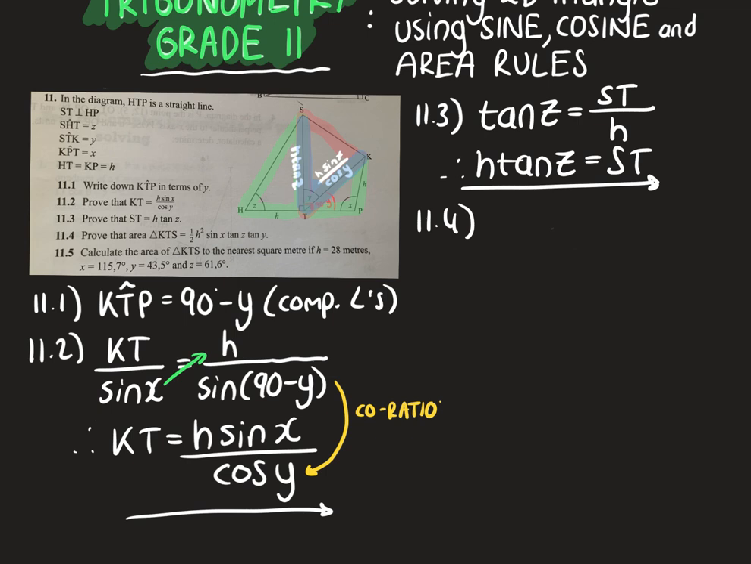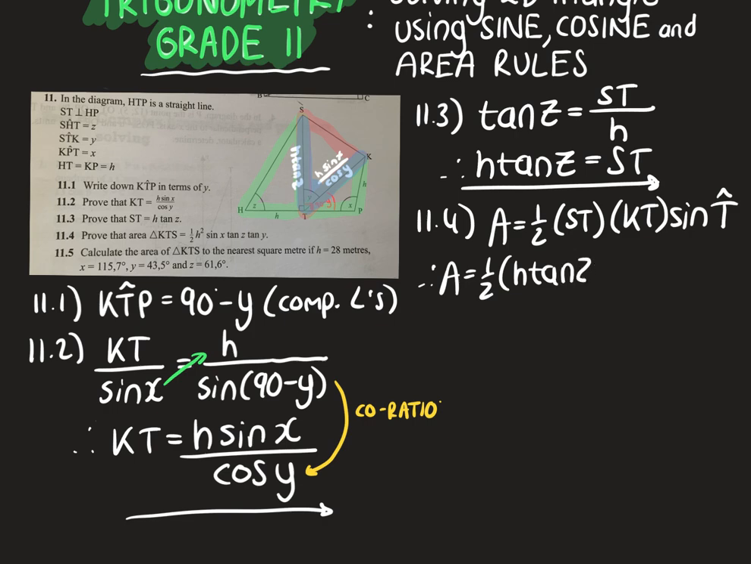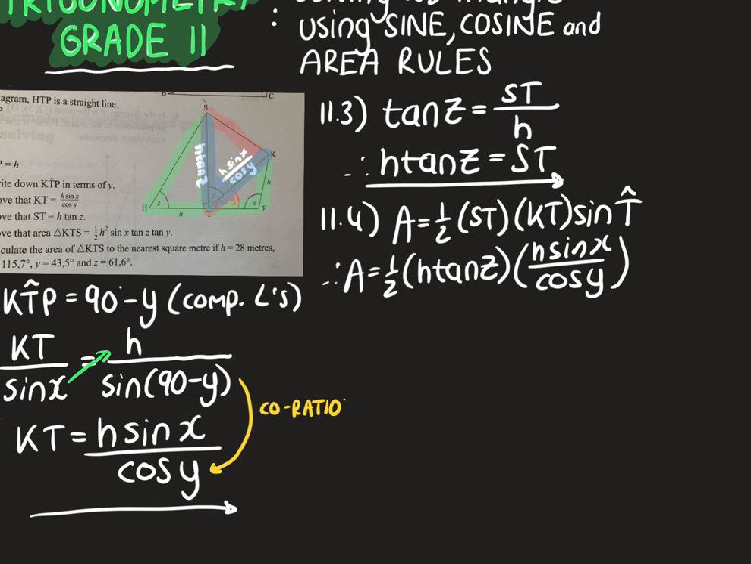So let's see. Area is equal to a half times, and I'm going to write it out in letters first, just so that you can see what part of the triangle I'm using. So it's ST times KT times sine of y. Therefore, the area is going to equal a half, h tan of z times h sine of x over cos of y, running out of space here, and sine of y.